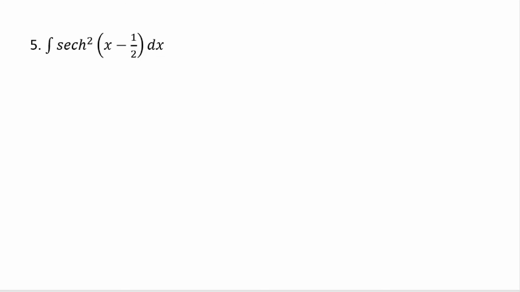Okay, for number 5, we have the integral of the square of the hyperbolic secant of x minus 1 half. So to avoid writing x minus 1 half, I will let first u is equal to x minus 1 half. And the derivative of that now will give you du is equal to 1 dx or just dx. So rewriting the given, we can write now the square of the hyperbolic secant of u du.